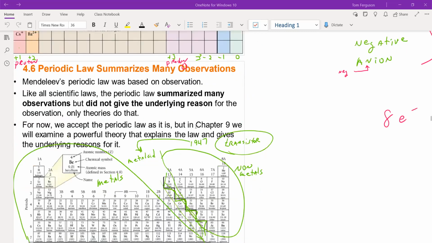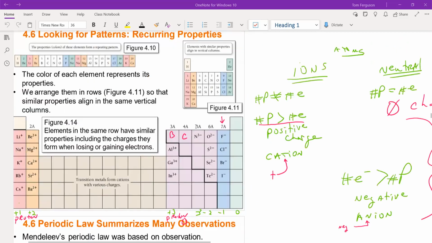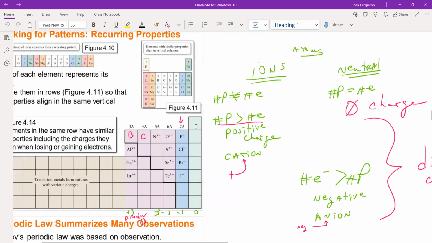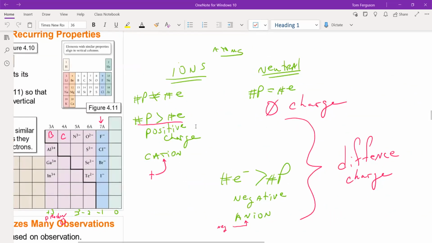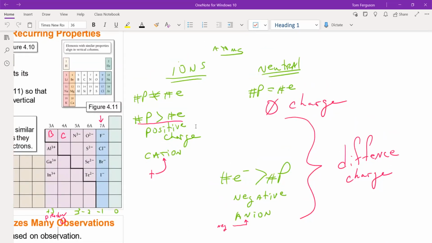Okay, so I want to continue on with the periodic table. Now we've talked about what is an ion versus a neutral atom. A neutral atom has no charge.